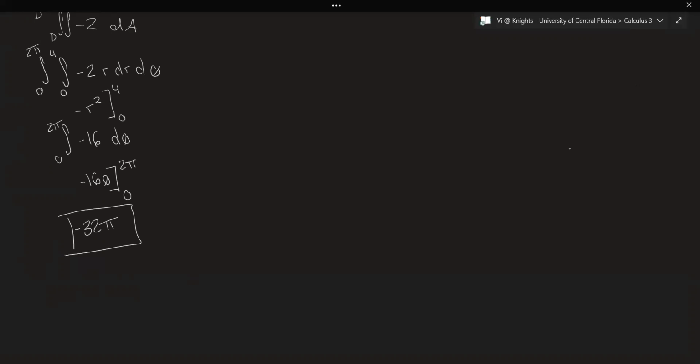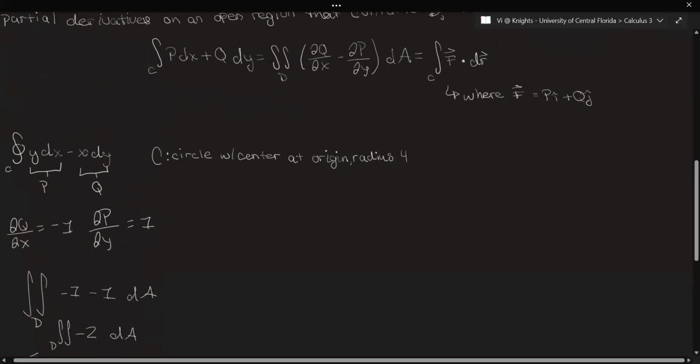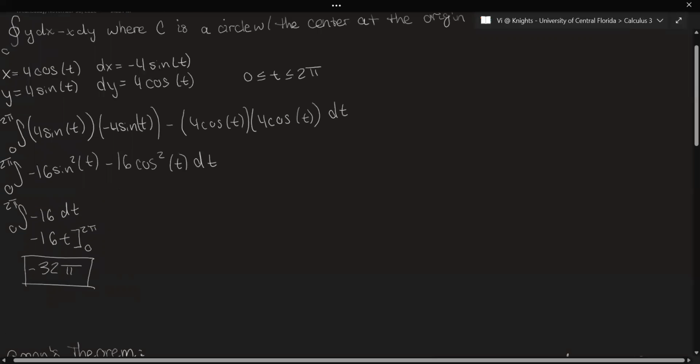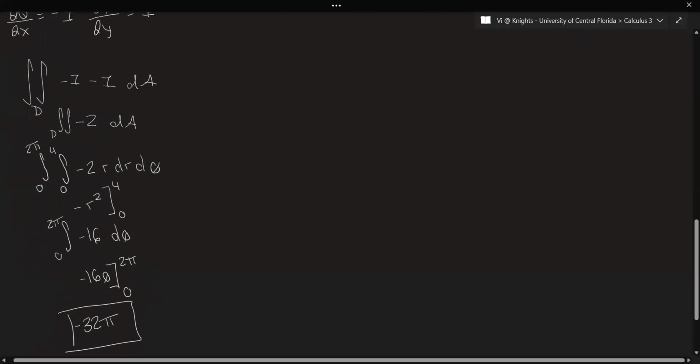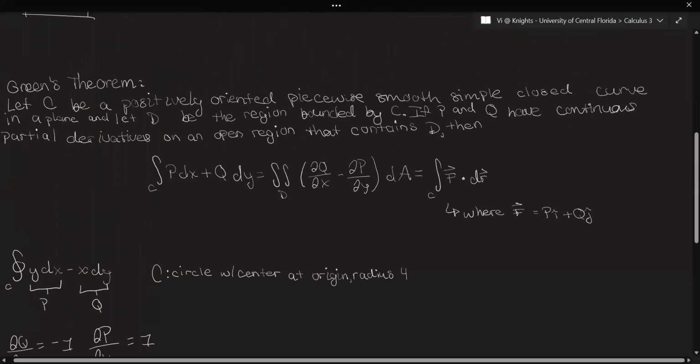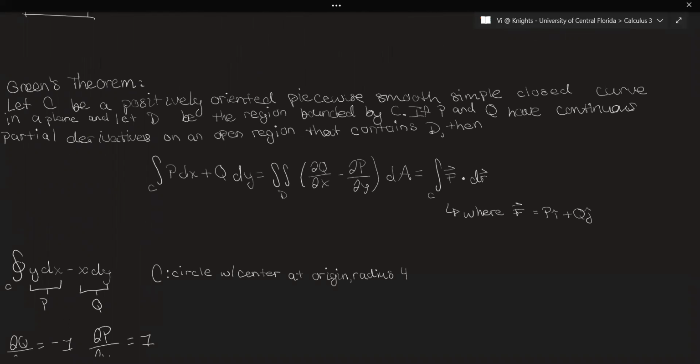So both ways give you the same answer, as you can see. Green's theorem is just going to be a faster and quicker method for you, as long as the conditions are met that it is a positively oriented, piecewise smooth, simple closed curve. And that is Green's theorem.